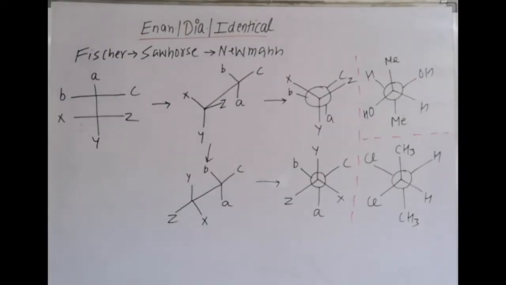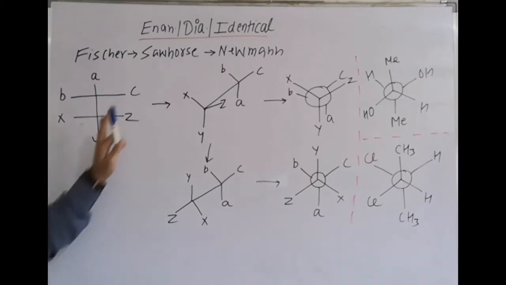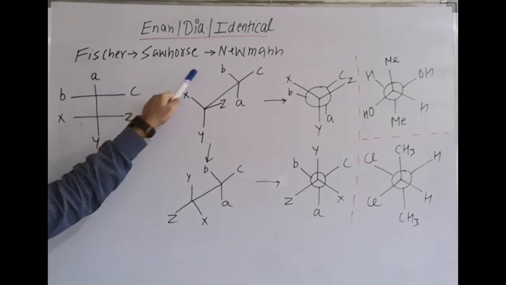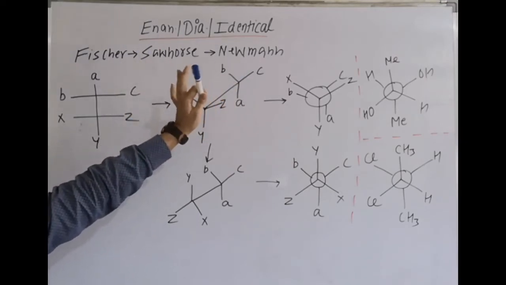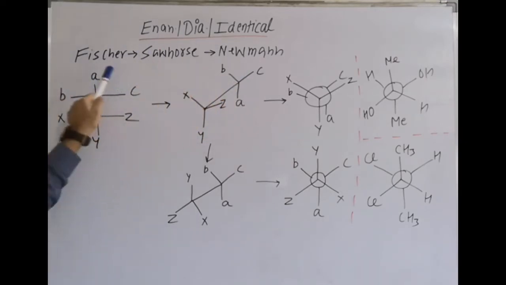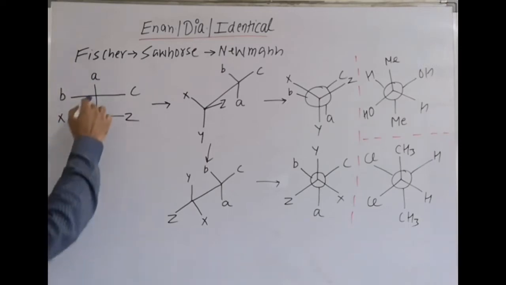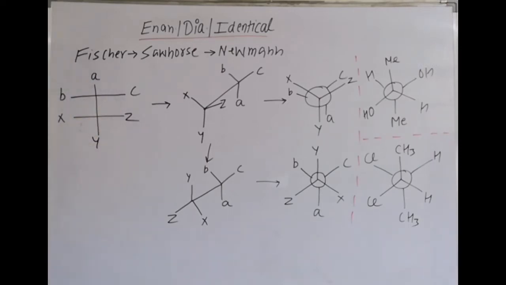Now next, we'll convert Fischer projection to Sawhorse projection and then to Newman projection. We can also convert directly from Fischer to Newman. Starting with the first example, this is a Fischer projection. These two carbons are chiral centers.